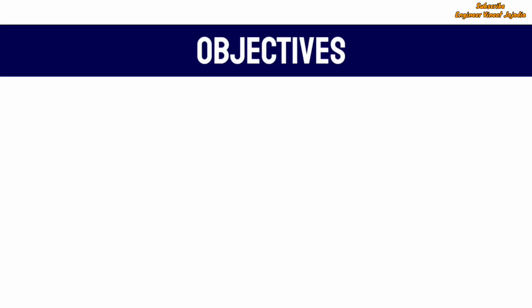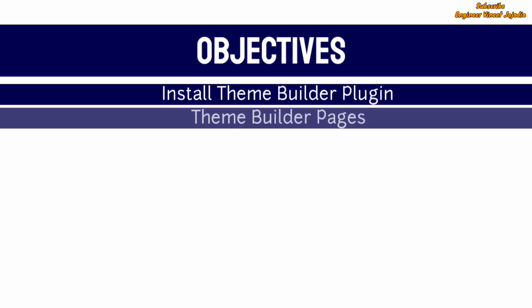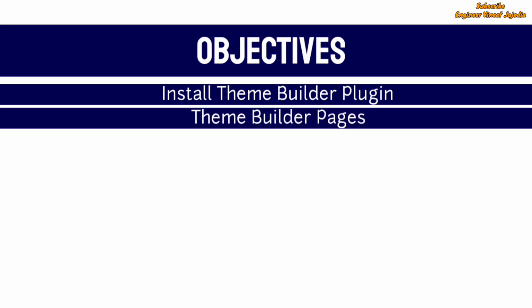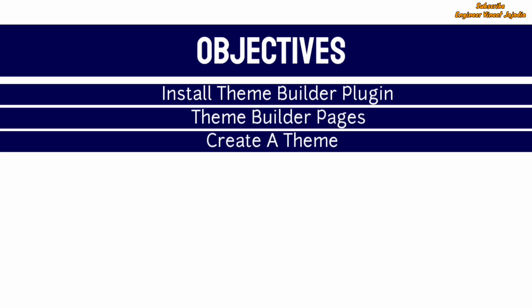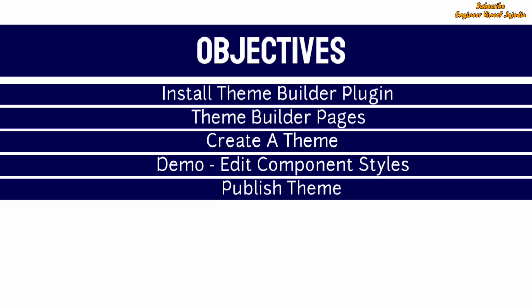Let's see the objectives of today's video. In today's video, we are going to see how we can install Theme Builder plugin. Once we install Theme Builder plugin, we are going to discuss pages of Theme Builder. Then we are going to create a theme and we are going to see a demo of how we can edit component styles. Okay, once we create a theme and edit component styles, then we are going to publish theme.